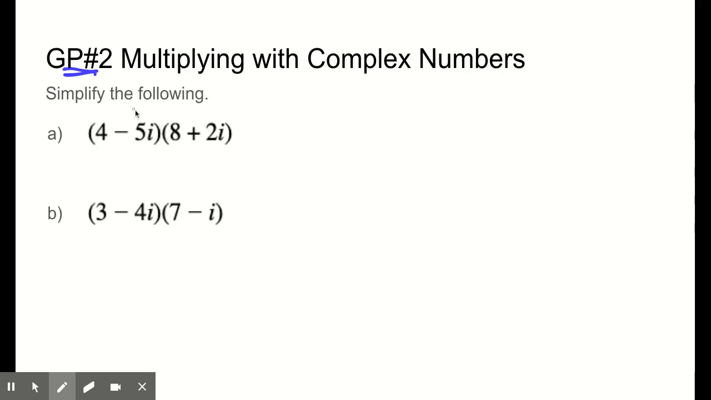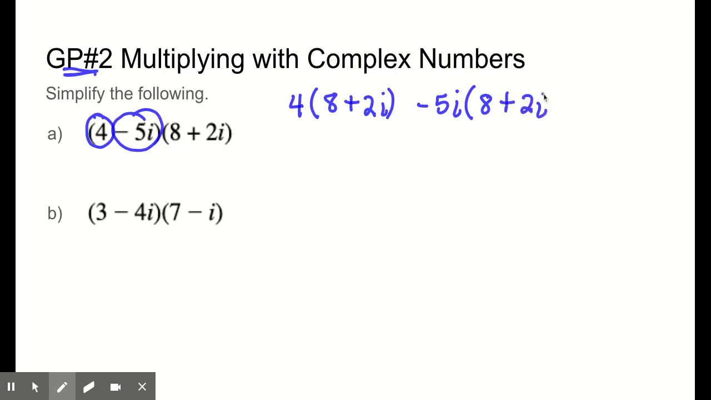So for this one, we're multiplying two binomials here. So we are going to go ahead and break apart the first binomial and distribute each piece to the second binomial, again, just like we did last semester. So break apart that first binomial, that's going to give us 4 times the second binomial, 8 plus 2i, minus 5i times 8 plus 2i. We're going to go ahead and distribute here.